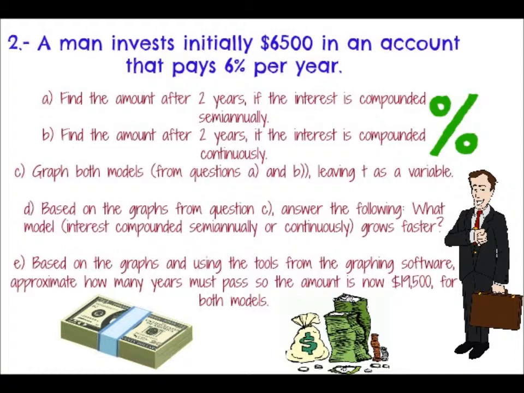D, based on the graphs from question C, answer the following: what model, interest compounded semi-annually or continuously, grows faster? And E, based on the graphs and using the tools from the graphing software, approximate how many years must pass so the amount is now $19,500 for both models.